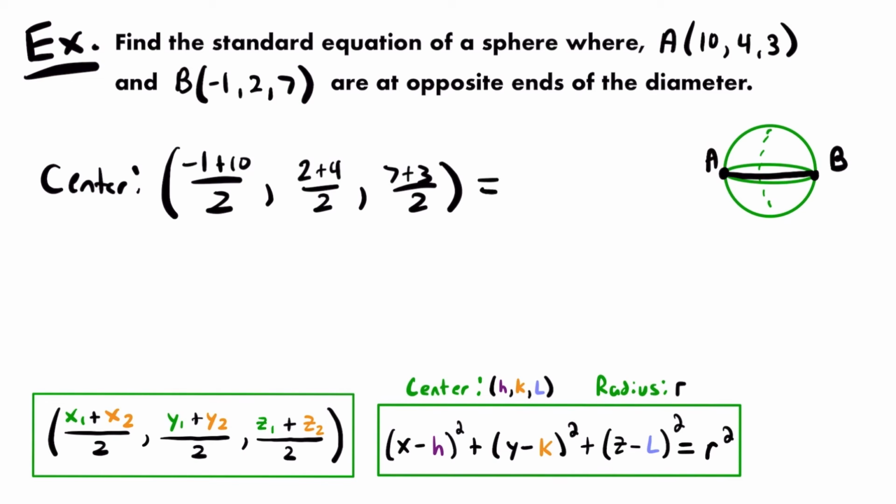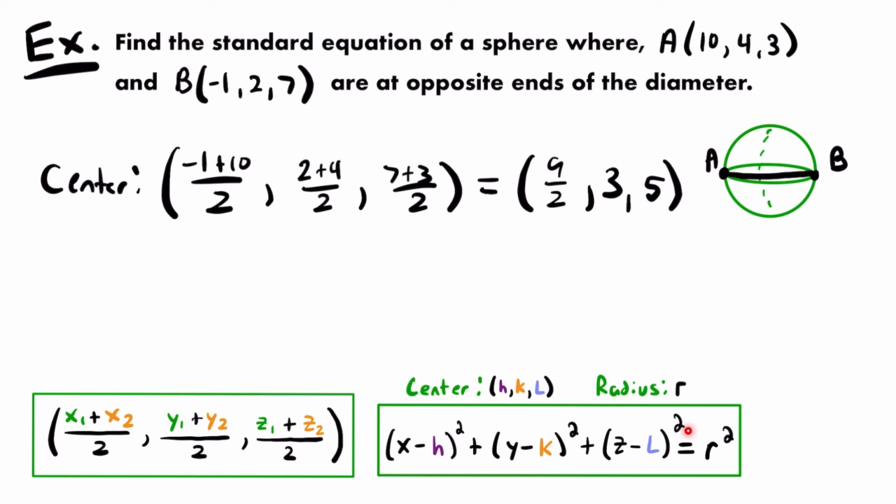Now if we simplify, we have -1 plus 10, which is 9, divided by 2. That gives us 9/2. And then we have 2 plus 4, which is 6, divided by 2, which is 3. So we'll have 3. And then we have 7 plus 3, which is 10, divided by 2, which is 5. So now we have the point that is the center of our sphere.